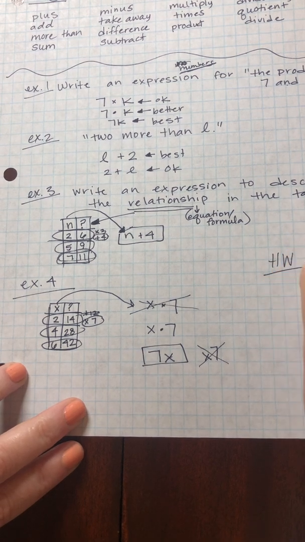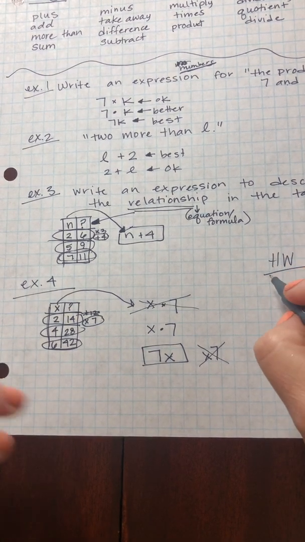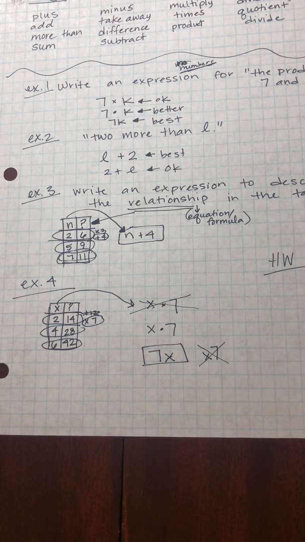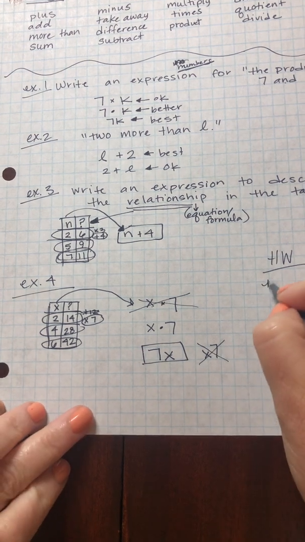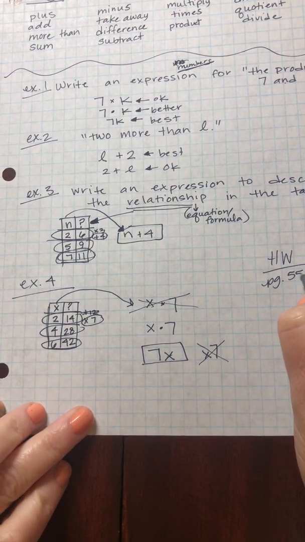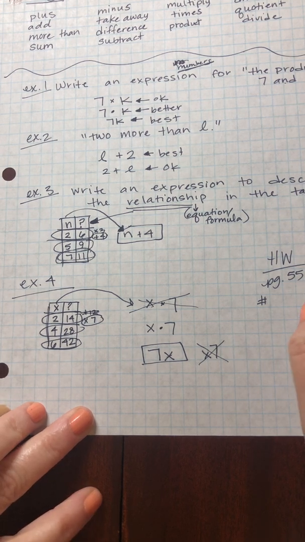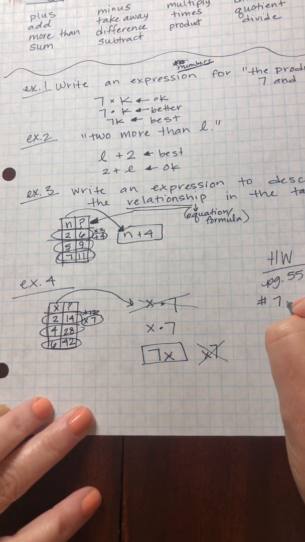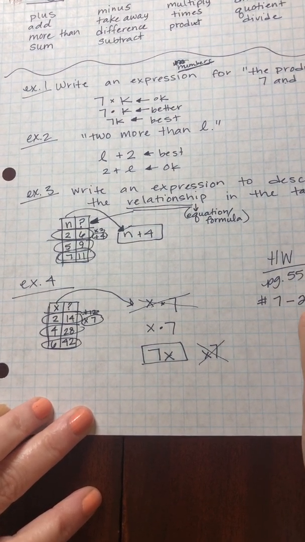For homework tonight, we are going to be on page 40. That's not right. 55. Page 55. And you are going to be doing the odds. So 7 through 21 odd.